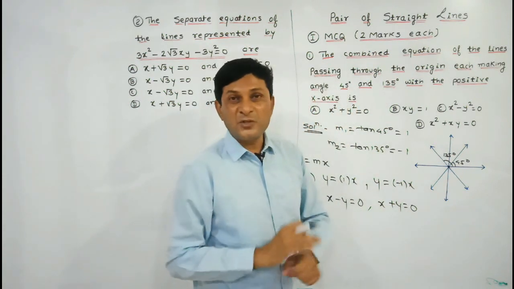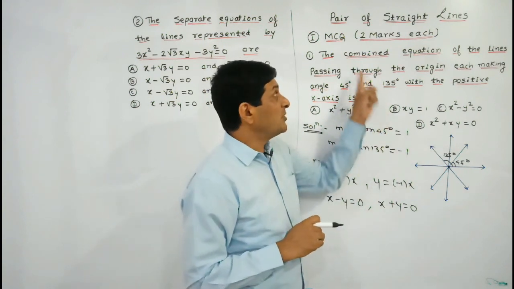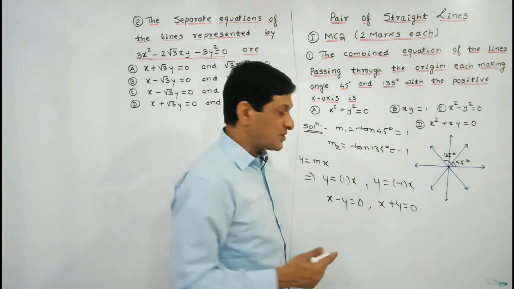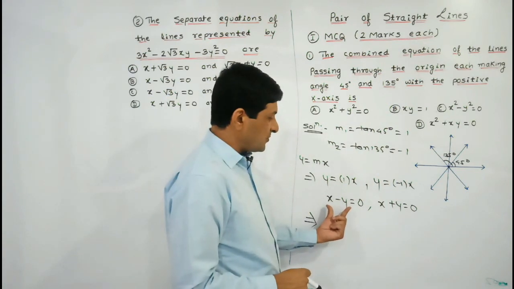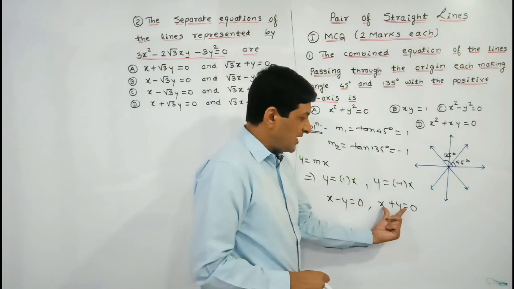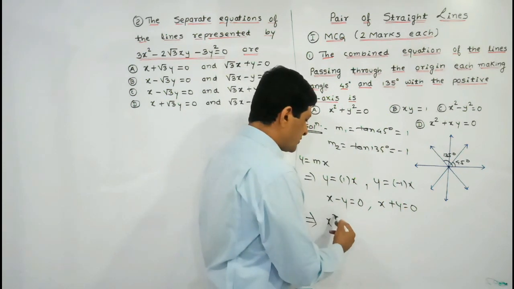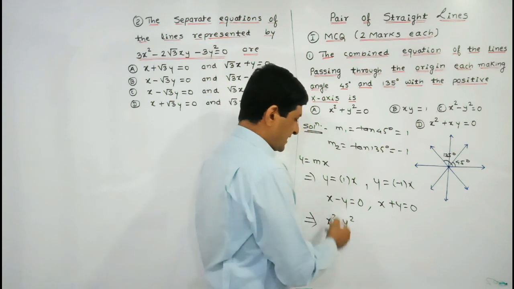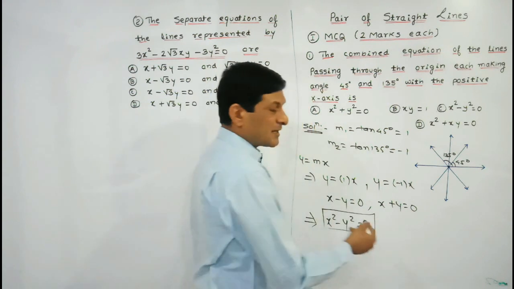Since the equations of both lines are known to us, simply taking their product we can find the required combined equation. If you observe, these equations are in the form of a minus b and a plus b. So a minus b into a plus b equals a square minus b square, means x square minus y square equals 0. This is the required combined equation.